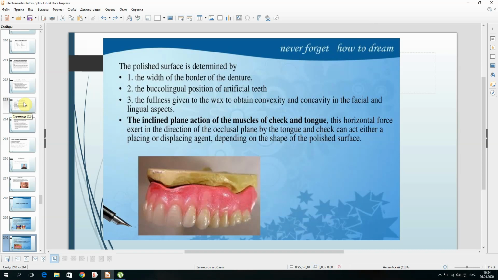The polished surface is determined by: 1. The width of the border of the denture, 2. The buccolingual position of artificial teeth, and 3. The fullness given to the wax to obtain convexity and concavity in the facial and lingual aspects. The inclined plane action of the muscles of the cheek and tongue: this horizontal force exerted in the direction of the occlusal plane by the tongue and cheek can act either as a seating or displacing agent depending on the shape of the polished surface.